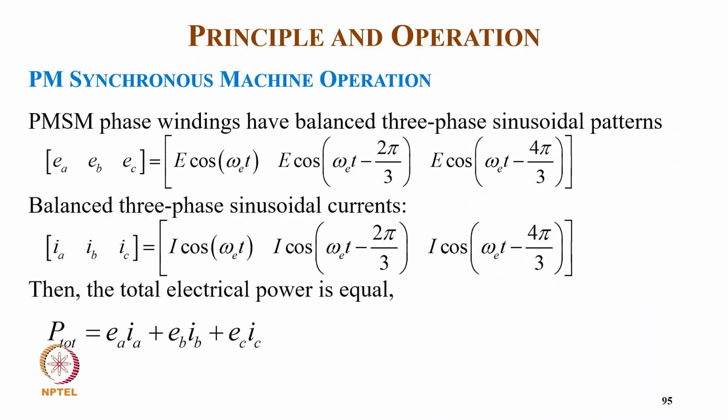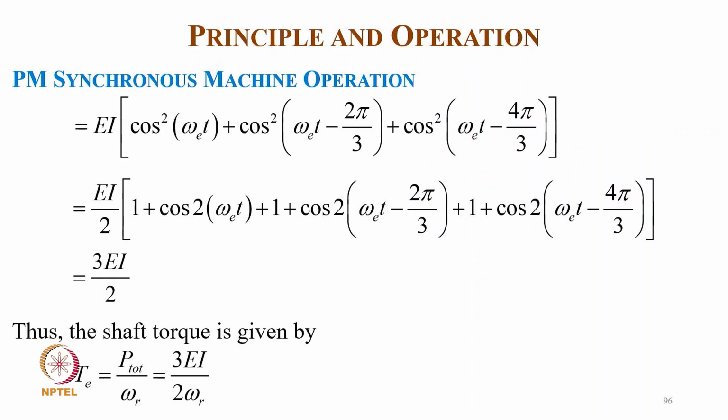Then the total electrical power is P total equal to Ea Ia plus Eb Ib plus Ec Ic. For PM synchronous machine operation, the power output is E times I in brackets cos squared omega t plus cos squared (omega t minus 2 pi by 3) plus cos squared (omega t minus 4 pi by 3). So it becomes EI by 2 in brackets (1 plus cos 2 omega t) plus (1 plus cos(2 omega t minus 2 pi by 3)) plus (1 plus cos(2 omega t minus 4 pi by 3)). So it becomes 3 EI by 2.